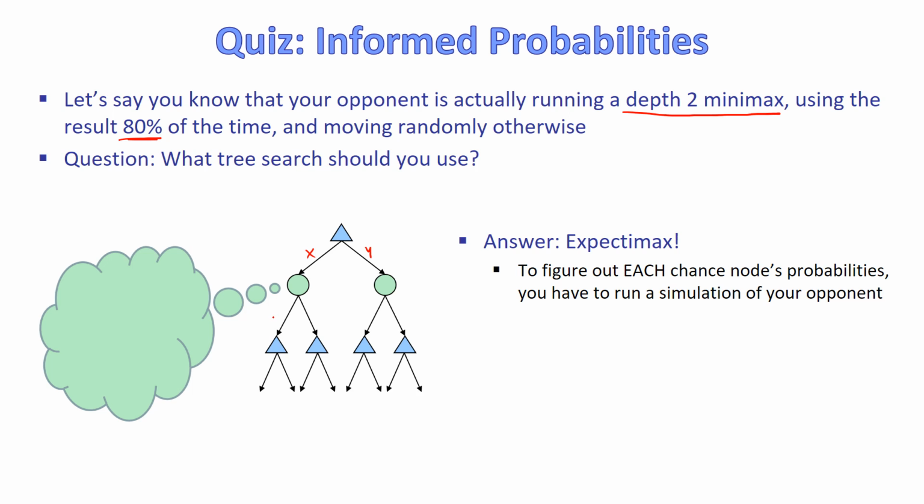How can we get the probabilities of the decisions? We have to run depth 2 minimax and see what will be the decision of the agent, of the opponent in that case. So we will expand the minimax tree for the opponent with depth 2, and we figure out what is the best option for the opponent. Let's say that this is option A. That means that 80% of the time at that turn, the opponent will take option A.